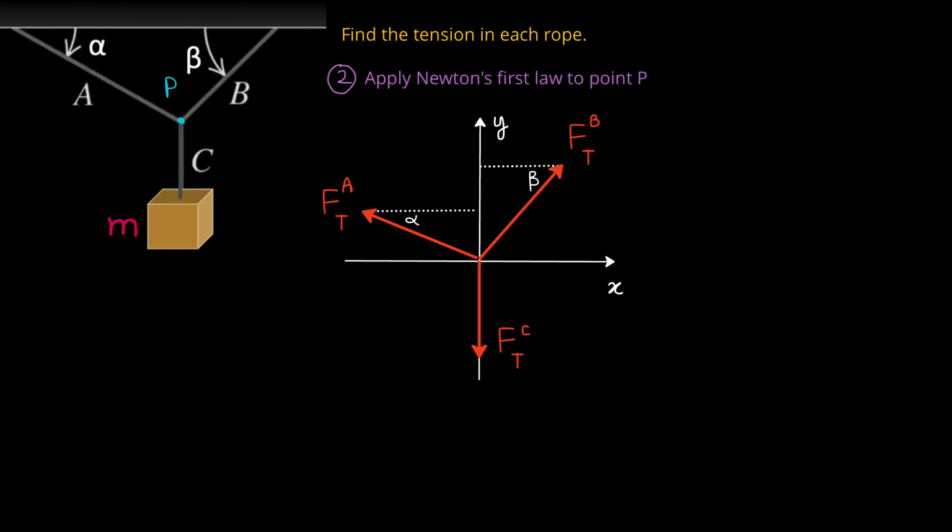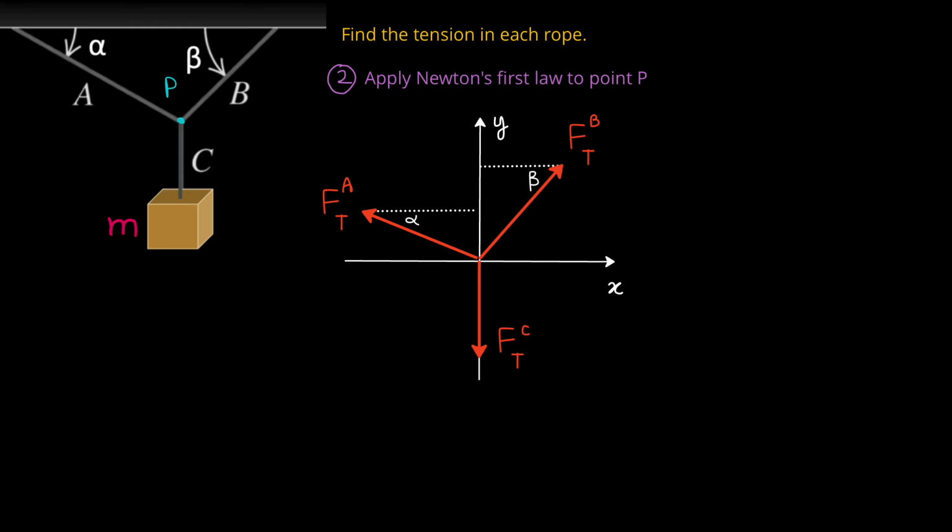Here's the free body diagram for point P. There are 3 forces at point P, 3 tension forces, 1 from each rope. So the tension forces follow the directions of each rope. I have also included the angles from the picture. The tension force in rope A is making an angle alpha with the horizontal, and tension force in rope B is making an angle beta with the horizontal. This one is a 2-dimensional free body diagram, so we have forces in both x and y directions. That means we need to apply Newton's first law in the x direction and in the y direction separately.